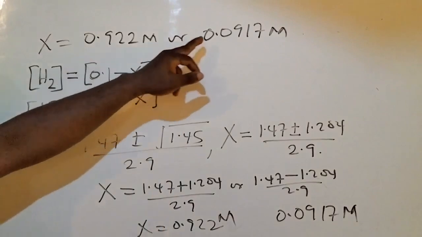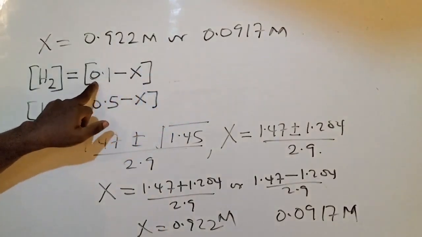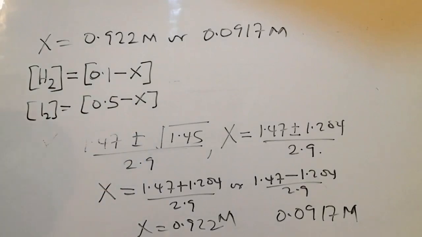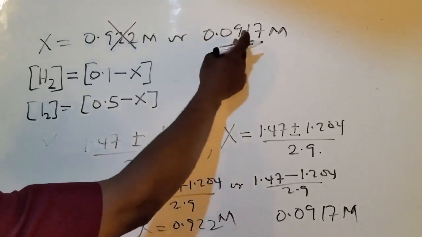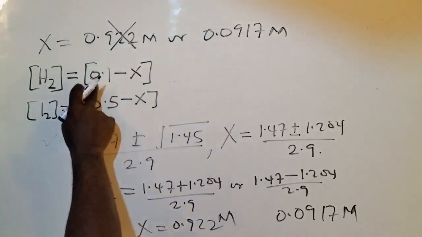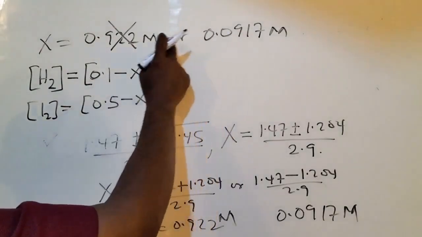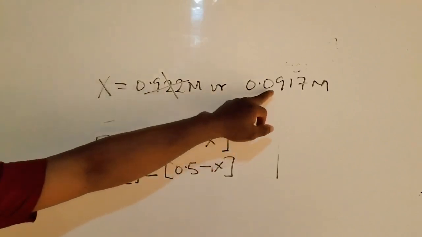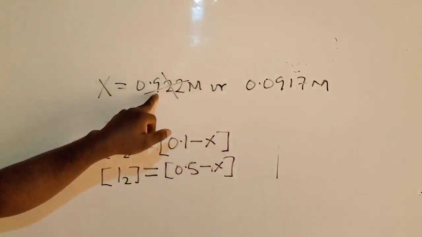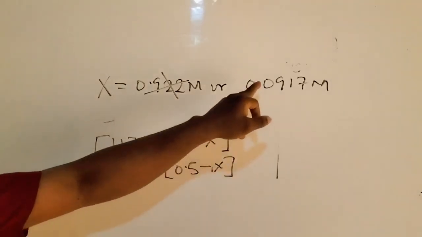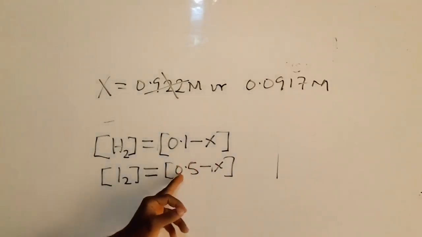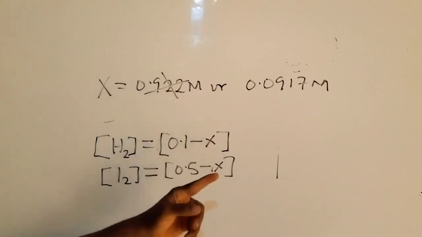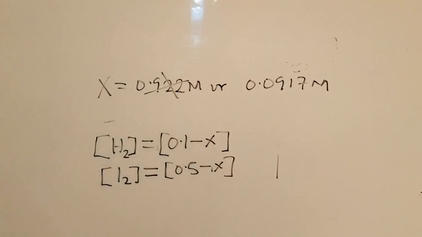Now if you look at the two values, this 0.9 is more than 0.1, and 0.9 is also more than 0.5. So this concentration will not work. If you put this value here, you're going to get a negative answer, and here also a negative. So in other words, we're picking S as the smaller value, discarding the bigger value, because 0.1 is more than 0.0917 and 0.5 is more than this. If I put 0.9922 here, I get a negative answer, and concentration can never be negative.